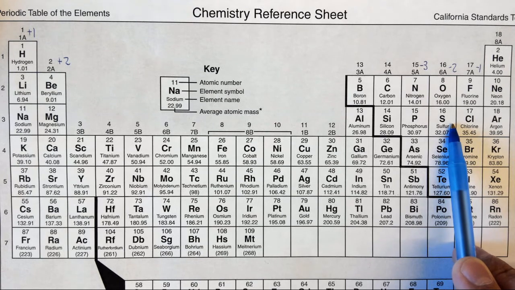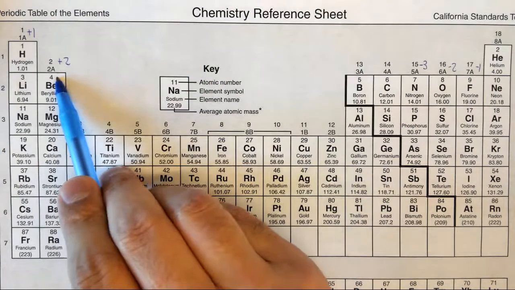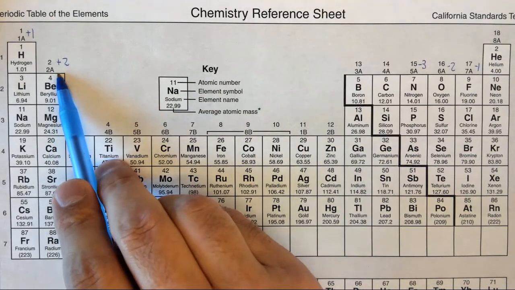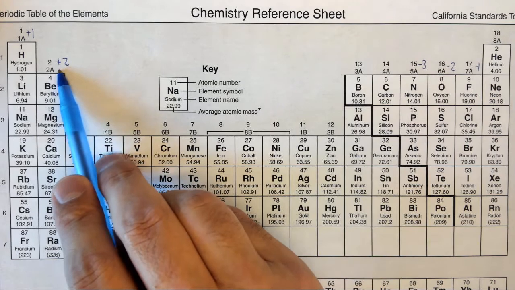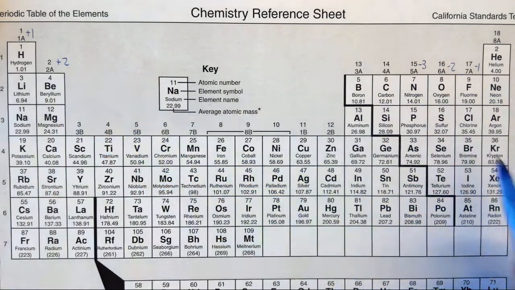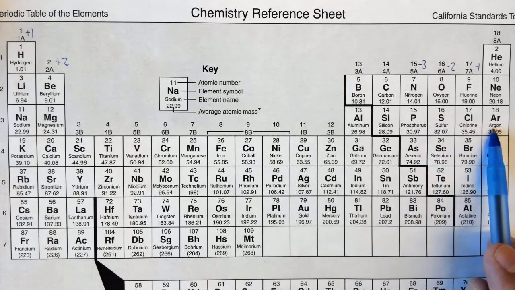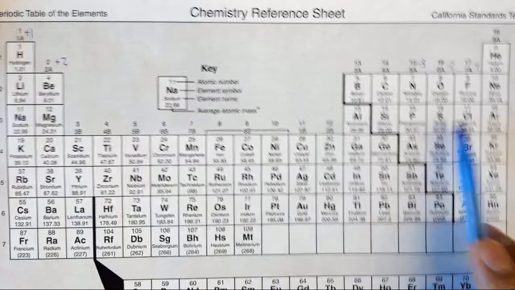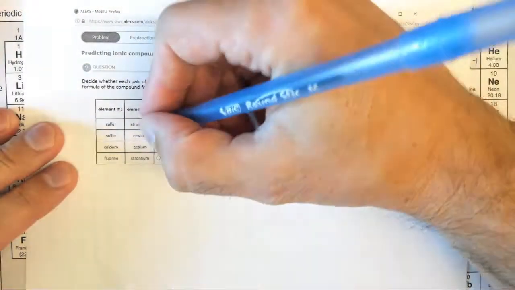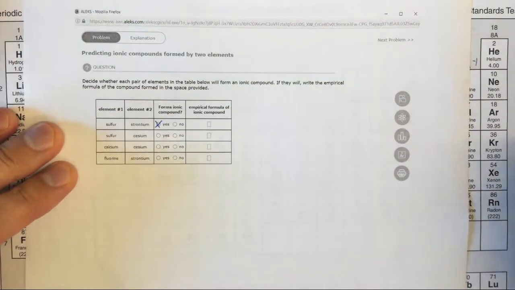In order to determine the empirical formula of the compound, we need to know the charges. So strontium's in 2A, so it wants to lose 2 electrons to be like a noble gas, so it'll be plus 2 or 2 plus. Sulfur is in 6A, so it wants to gain 2 electrons to be like a noble gas, so it will be minus 2 or 2 minus. So, first, yes, an ionic compound will form.